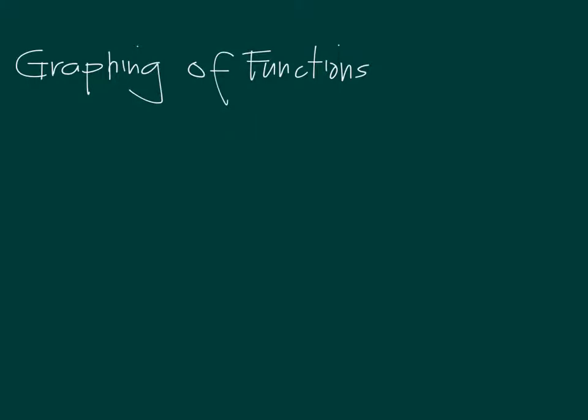Okay, so in this video, I'm going to explain how to graph certain functions, and each function that I will show will be different to the others. Let's start with the first. So f of x is equal to x squared minus 3.